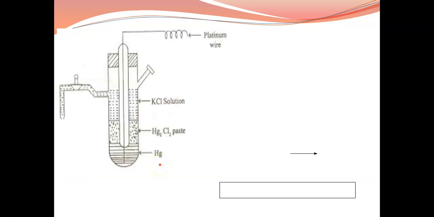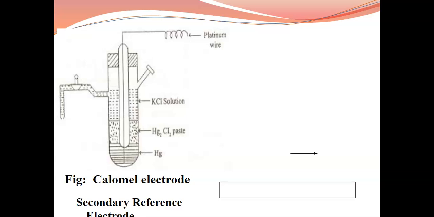So Calomel electrode comes under secondary reference electrode. So it has a non-zero potential value. Now this is the construction of a Calomel electrode.